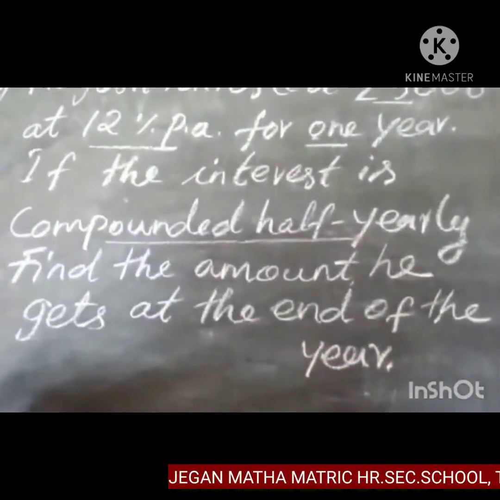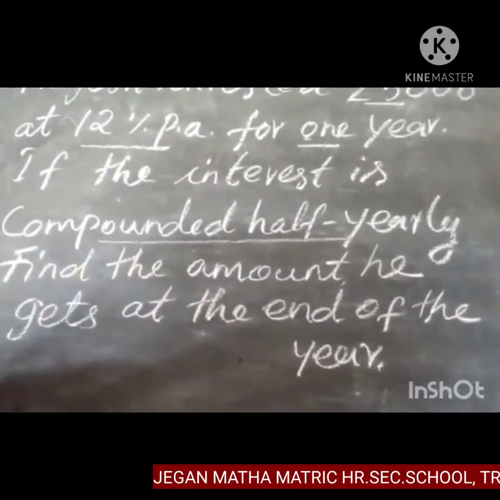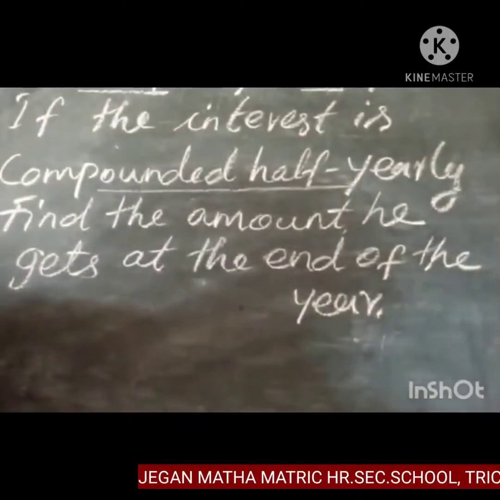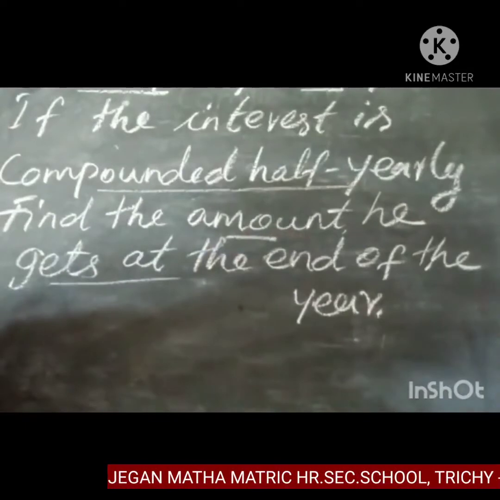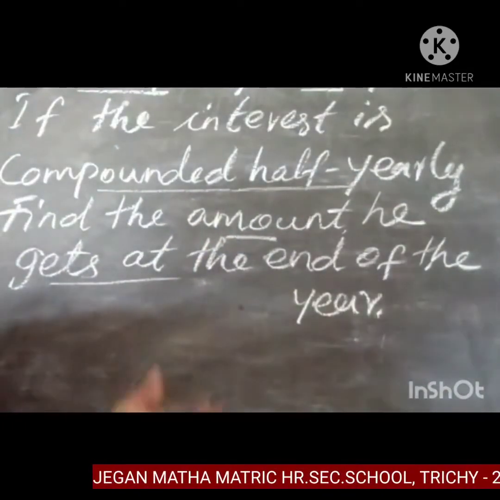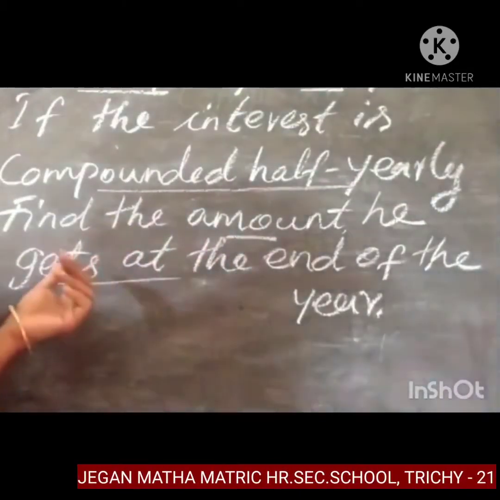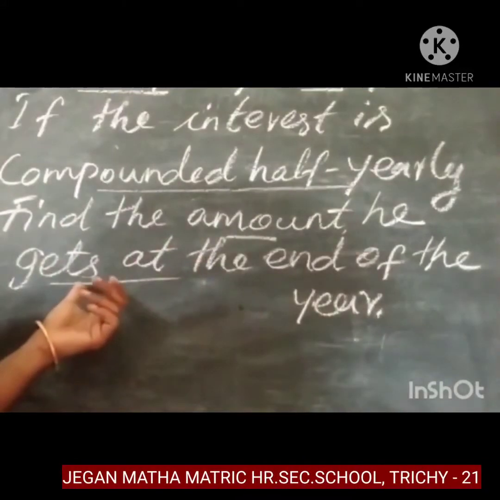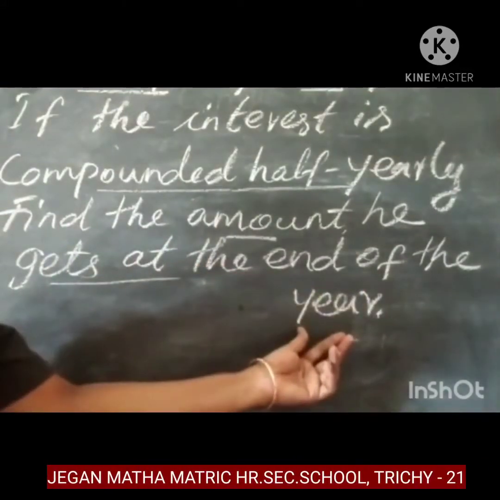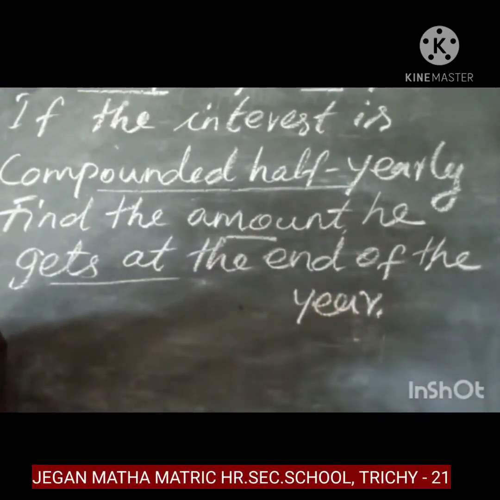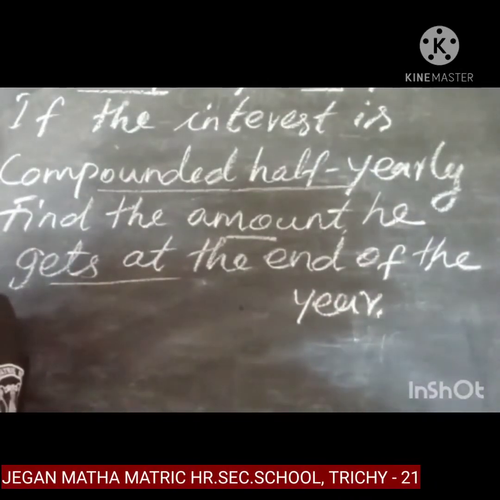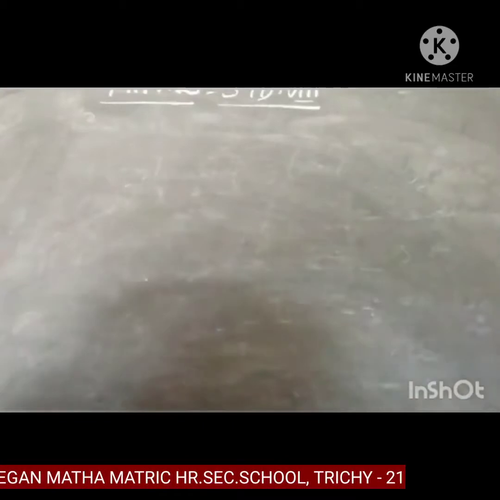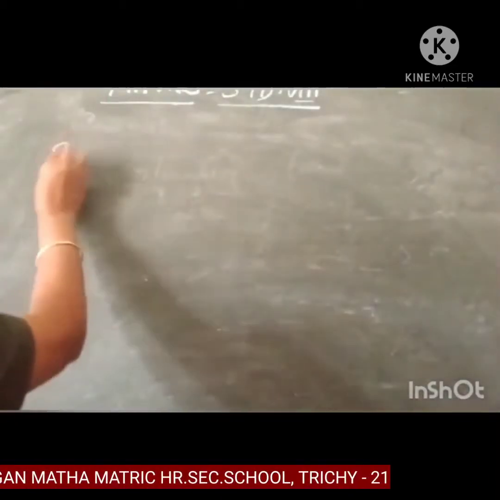Another piece of information is given: if the interest is compounded half yearly, then you have to find the amount he gets at the end of the year. Find the amount he finally gets at the end of the year. By using the formula you have to find it. Let us see the solution for the sum.